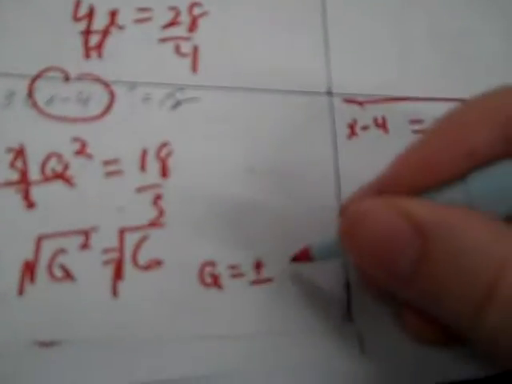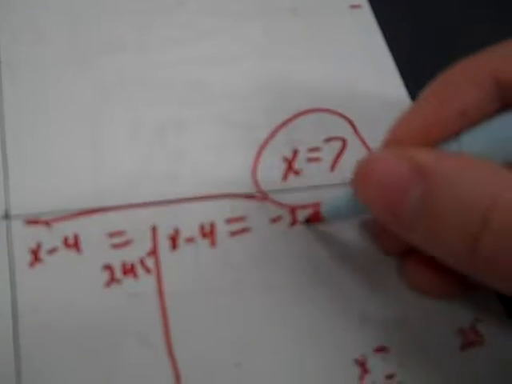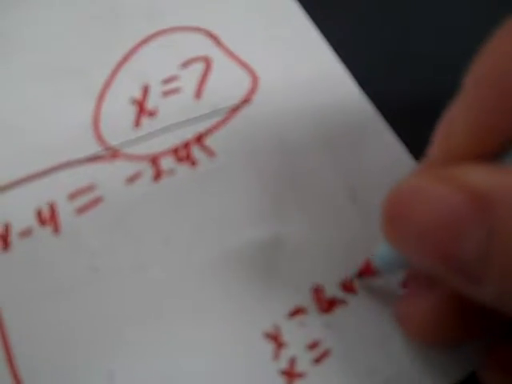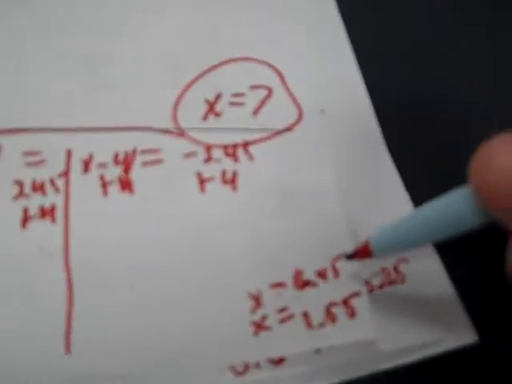Okay, so 2.45. So 2.45 and negative 2.45. So plus 4, so that's 6.45. Plus 4, negative 2.45 plus 4 is 1.55. 6.45, 1.55. Okay, you can see the story problems on the next video.